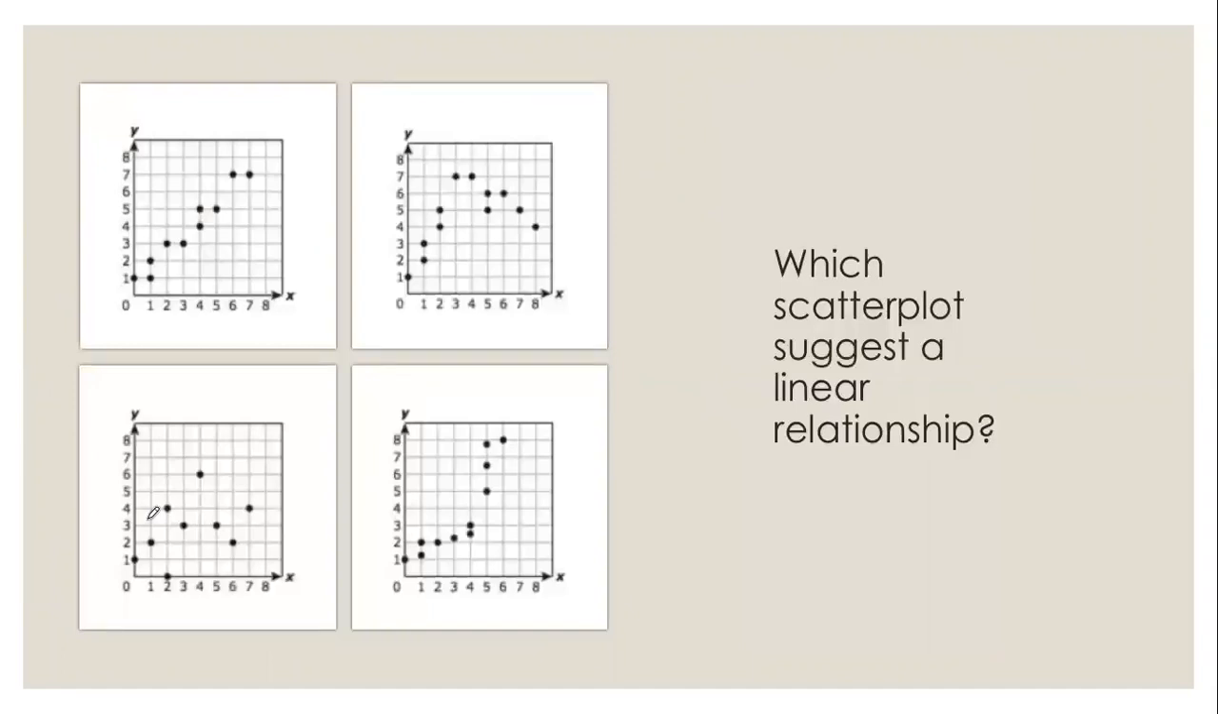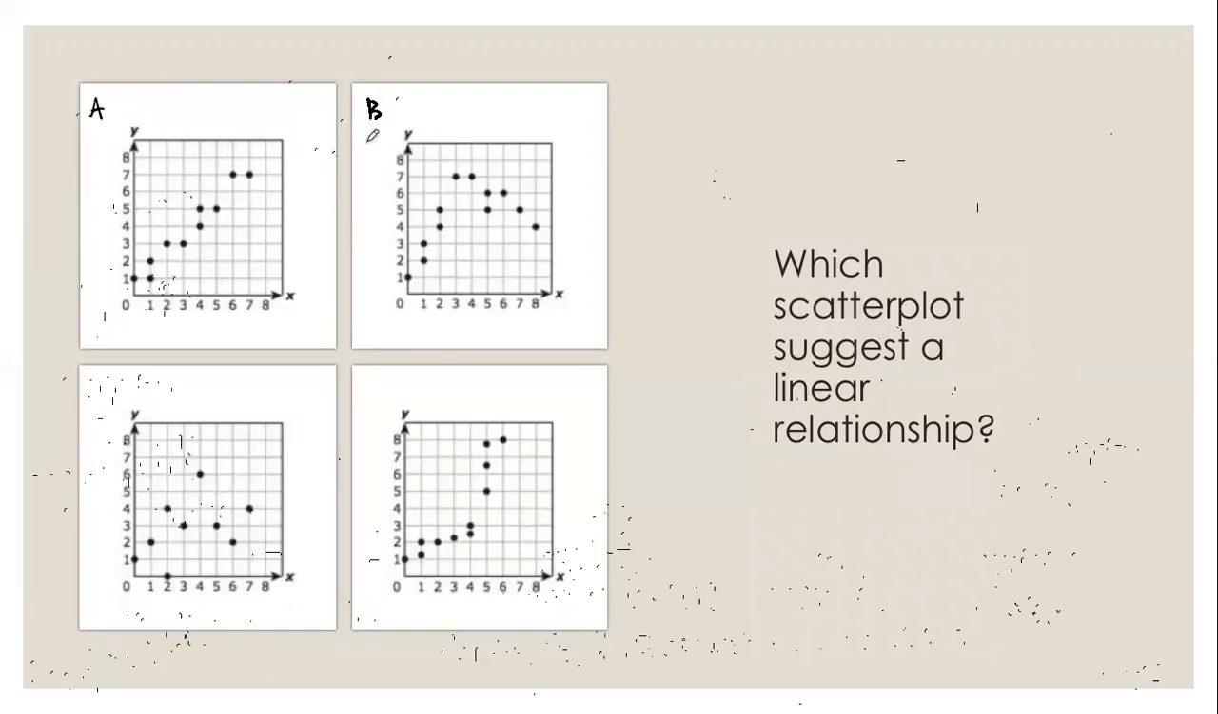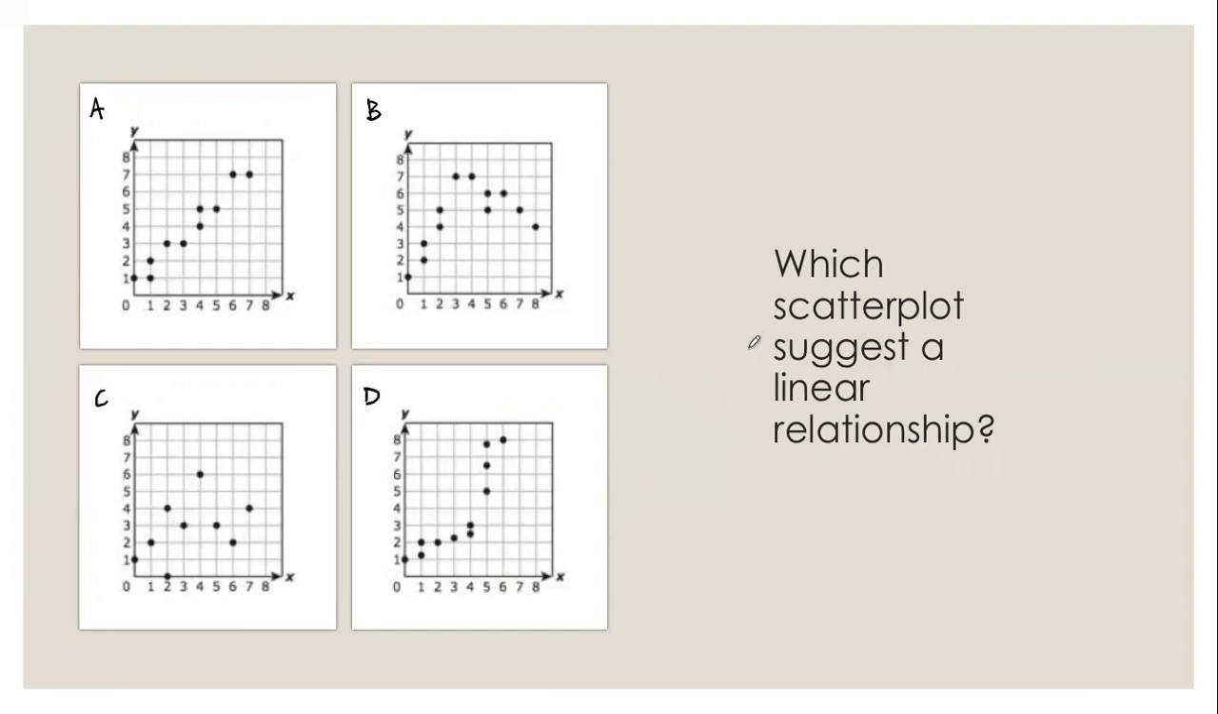Now, this is an actual star question. So if you can answer this correctly, then you should feel 100% confident in these questions. So the question is, don't say it out loud, which scatter plot suggests a linear relationship? Everyone get an idea in your head what you think the answer is. And yes, I'll repeat, this is a star question.